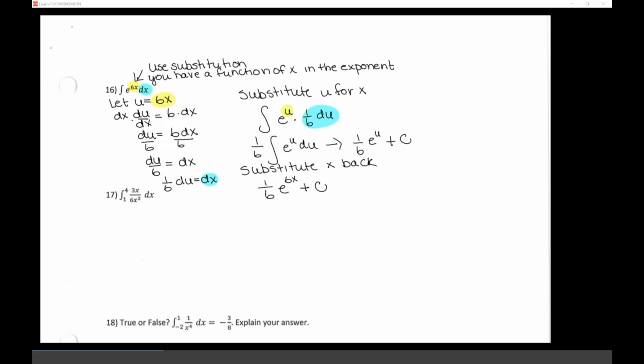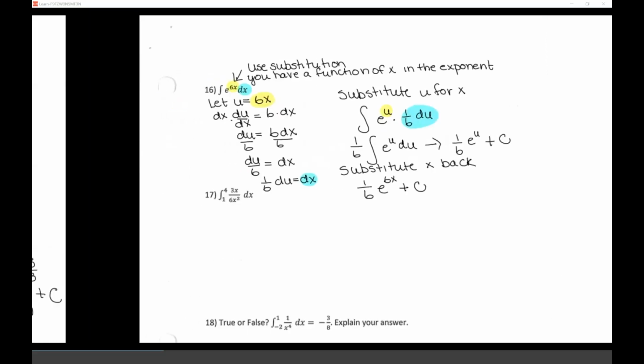Well, look at the powers on x. We did one like this before. How could you simplify this? Okay, you can use the quotient rule for exponents, right? First of all, 3 divided by 6 is 1/2, and then you could say x to the 1 minus 2.